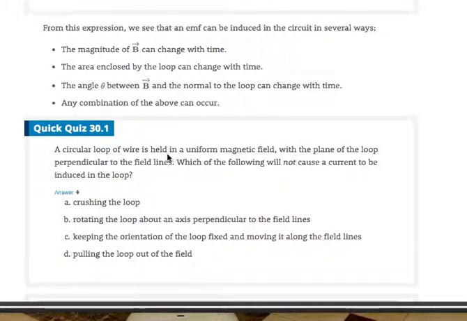So here we go. A circular loop is held in a uniform magnetic field with the plane of the loop perpendicular to the field lines. Which of the following will not cause a current to be induced in the loop? Crushing the loop would change the area, so that would change the flux. Rotating the loop about an axis perpendicular to the field lines would change the magnetic flux as well, because it would change this angle. Keeping the orientation of the loop fixed and moving it along the field lines would not change the magnetic flux, because it's a uniform magnetic field, so you'd just be moving it over. Pulling the loop out of the field would change the magnetic flux. So the answer is C.